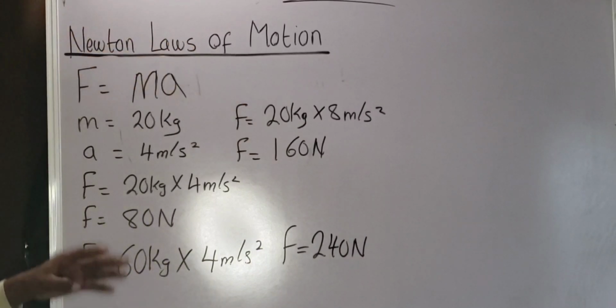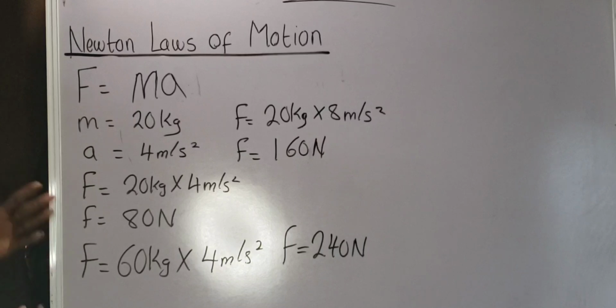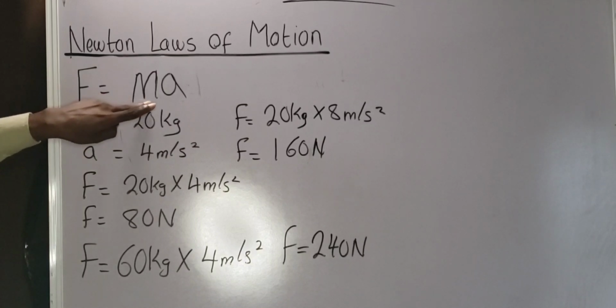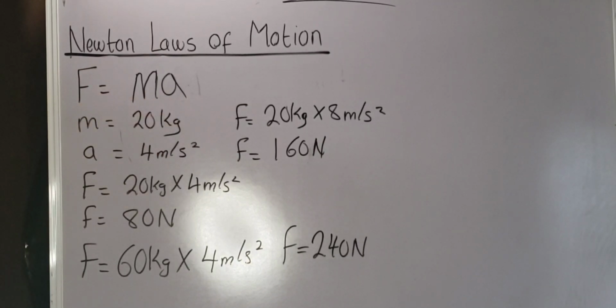You can see that, according to Newton's laws of motion, the net force acting on an object is directly proportional to the product of the mass and acceleration of the object. Do you understand? So that's the summary of Newton's second law of motion. And this can also be used to express the relationship between the impulse and momentum of an object. Don't forget that.